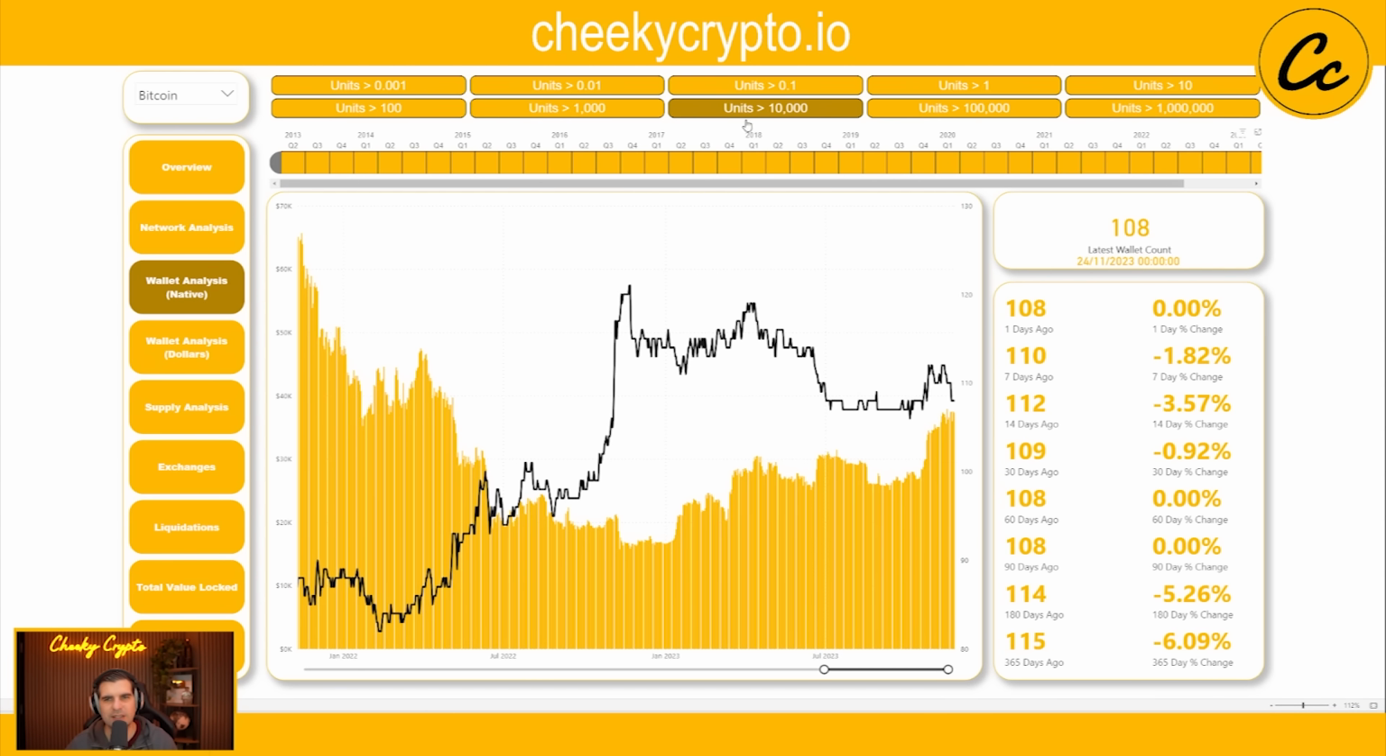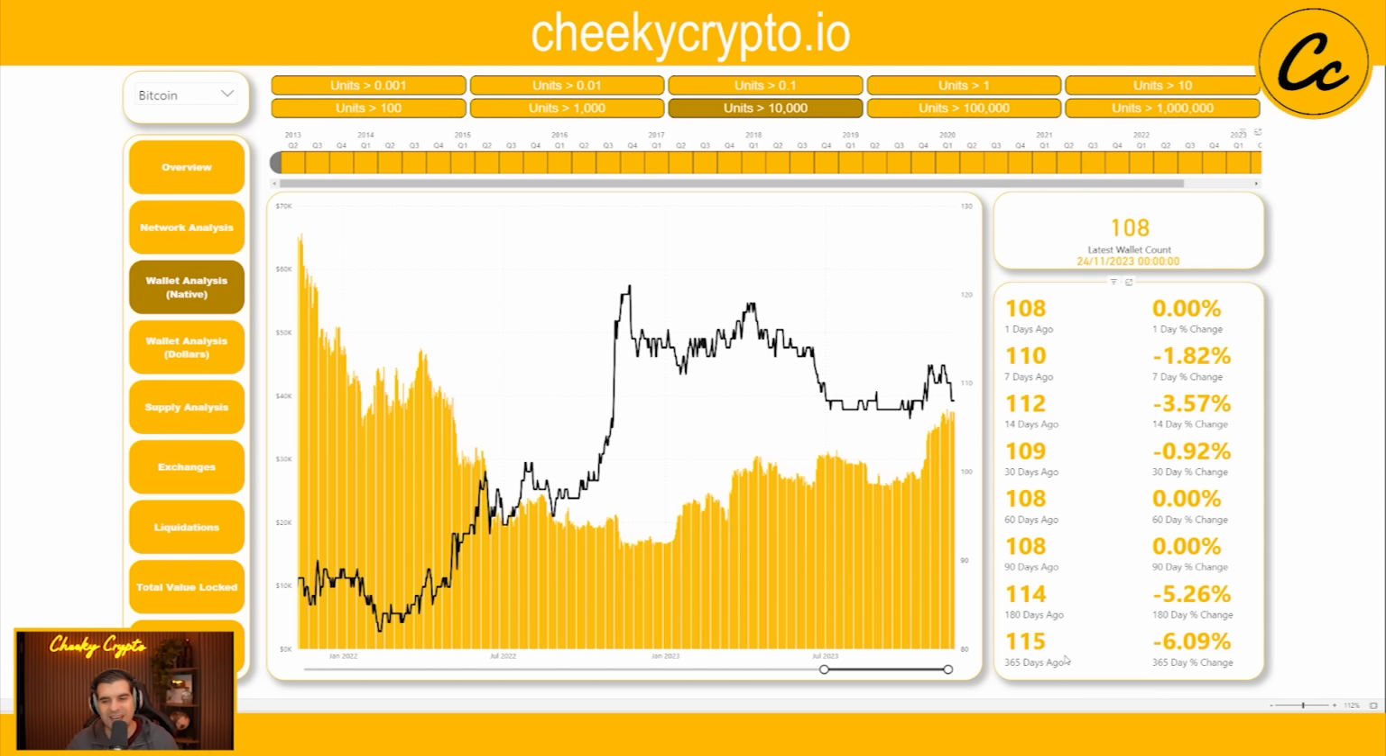And again, if you take a look at 10,000 Bitcoin per wallet, you can see these guys have actually been coming out most recently and have not been coming in. So contrary to popular belief that these large whale investors are buying up and are the ones causing this move to the upside, they're not. They're actually using this move to the upside in 2023 as an exit opportunity.